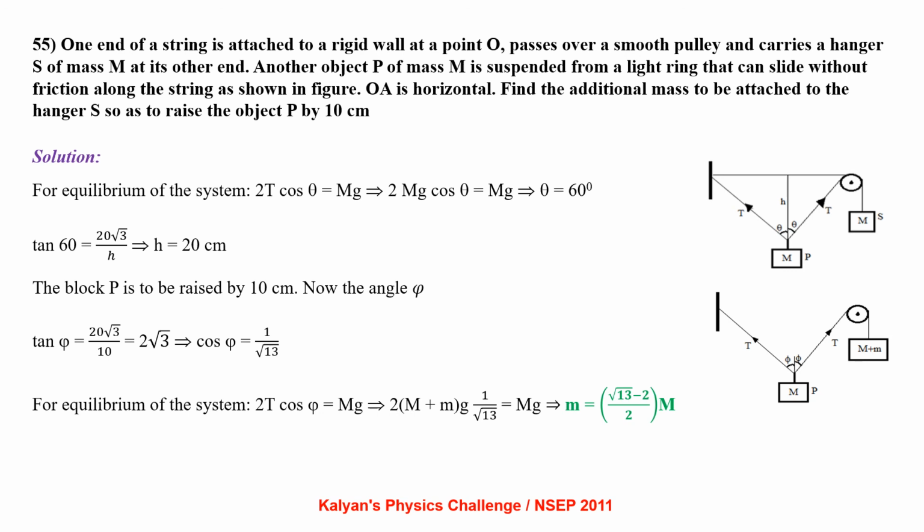Tan 60 equal to 20 root 3 by h, from which we get h equal to 20 cm. The block P is to be raised by 10 cm. Now the angle is phi. Tan phi equal to 20 root 3 by 10, that is 2 root 3, which gives cos phi equal to 1 by root 13. For equilibrium of the system, 2T cos phi equal to mg, that is 2 times (M plus m) g times 1 by root 13 equal to Mg, which gives us small m equal to (root 13 minus 2) by 2 into capital M.